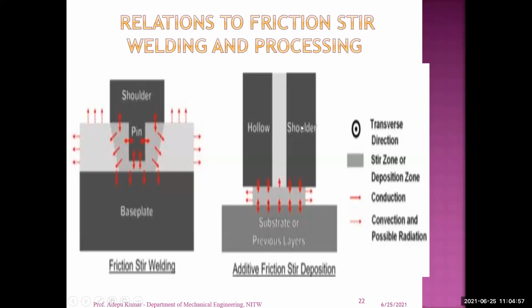Once you rotate the hollow shoulder, friction is generated between the bottom of the shoulder and the substrate. Because of the friction, heat is generated and transferred to both the substrate and the material inside the hollow shoulder. Because it has a low melting point temperature, it initially reaches the recrystallization temperature, and then you can apply the force. Due to the force, it is deposited onto the substrate. That is the difference in additive friction deposition. Here, the filler material is in the form of a rod, which can be made through any other manufacturing process, normally a drawing process. You get this type of rod, insert it into the hollow shoulder, and then use the same principle to deposit onto the substrate.